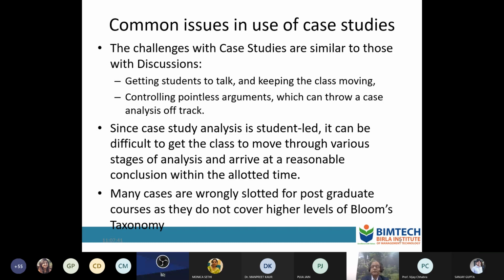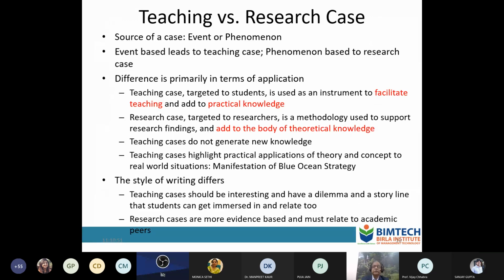Now, teaching versus research cases. See, teaching cases actually bring the practical knowledge in a class. Teaching cases do not add anything extra to the existing body of knowledge. That is not the purpose. It is not able to generate any new knowledge. Thereby, it doesn't qualify as a research output. Teaching cases highlight the practical application of any theory or concept, which is already existing.